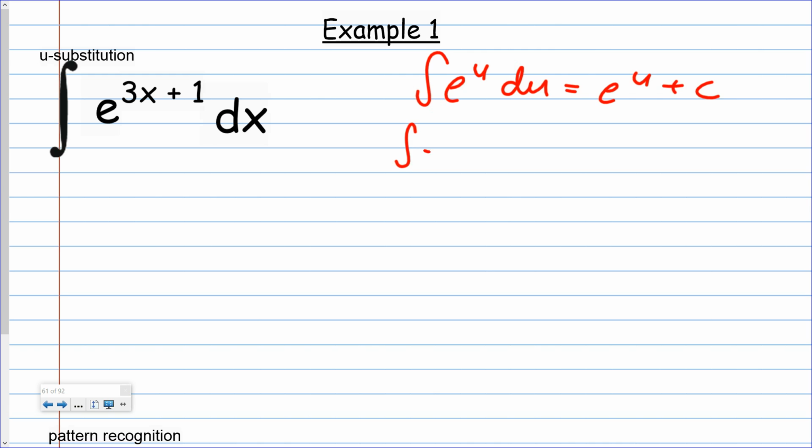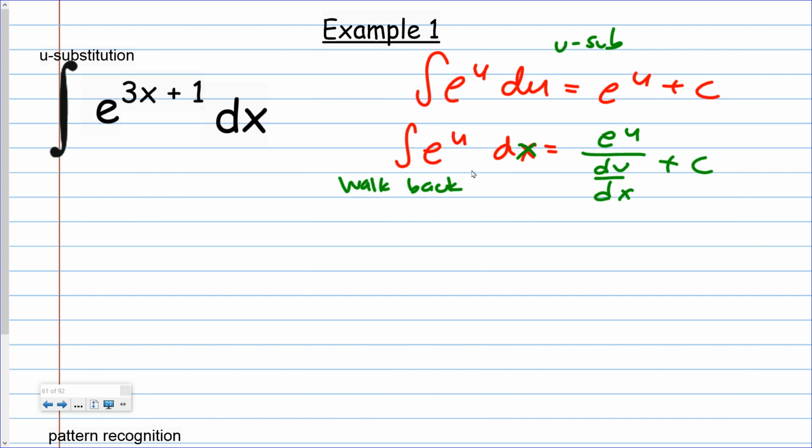But what you need to know is when we walk backwards, we actually don't do this problem. When we walk backwards, we actually replace this with an x. And we say that this is e to the u divided by du dx plus c, okay? So this formula here is used in u substitution. This formula down here is used in walking backwards or pattern recognition, okay?